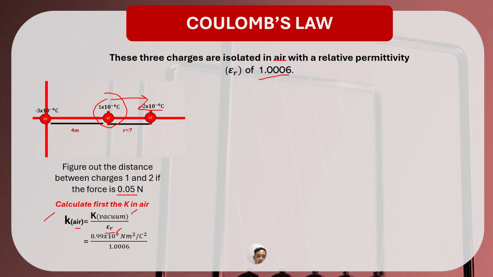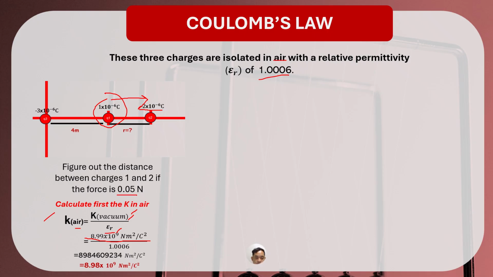So by that, the value of your K in a vacuum is 8.99. We discussed this one in our previous video. It's 8.99 times 10 raised to 9 Newton meter squared per Coulomb squared. That's the constant magnitude if the charges are in vacuum. Okay, we will divide it by the relative permittivity. So we can have the quotient of this very long number, and we can just convert it to scientific notation. So we can have this 8.98 times 10 raised to 9 Newton meter squared per Coulomb squared.